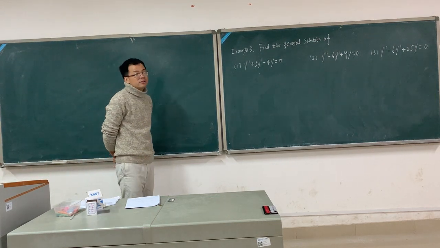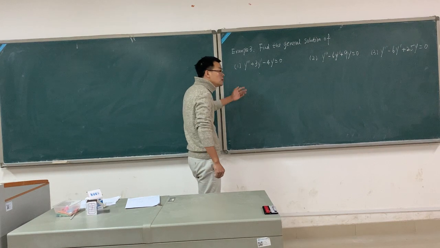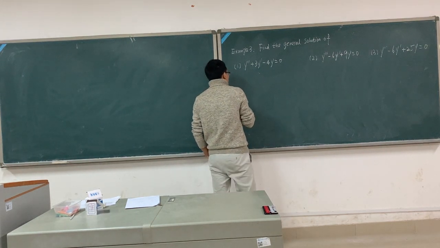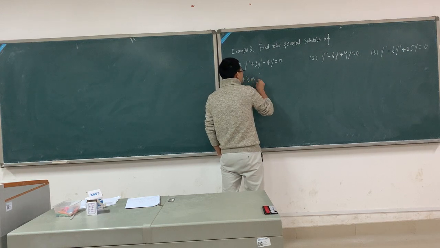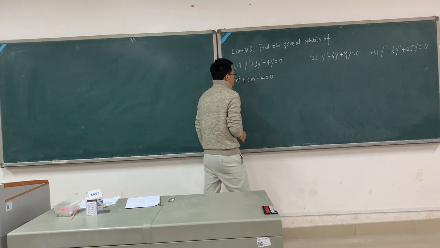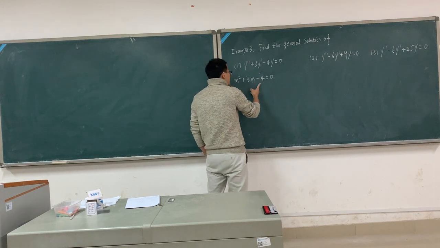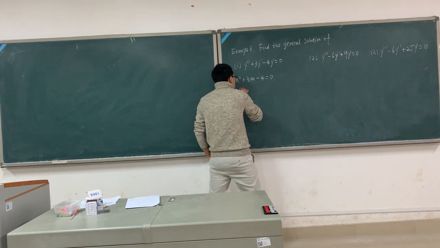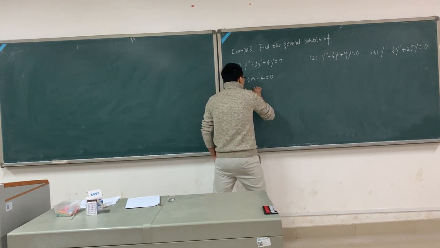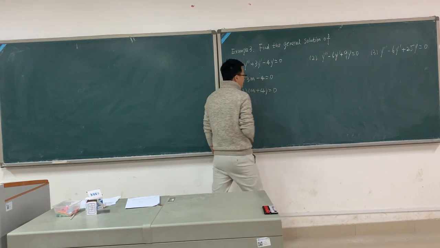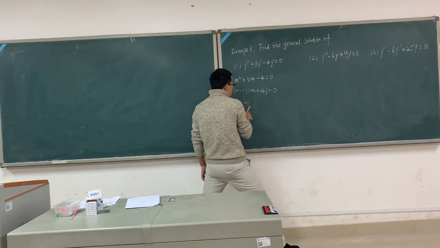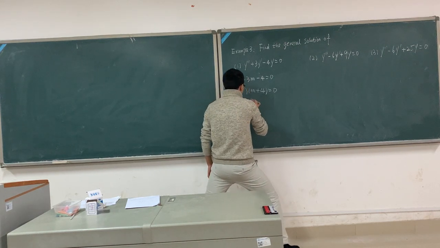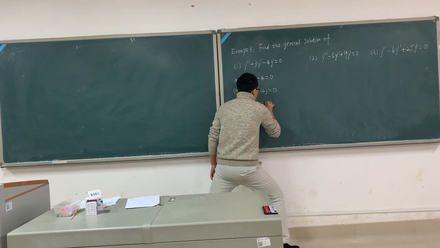Now, okay, let's see. It's easy, okay? Here, the first one. The auxiliary equation is m squared plus 3m minus 4 equals 0. So here we can find the factors, which are m minus 1 times m plus 4 equals 0. So m1 equals 1, m2 equals minus 4.